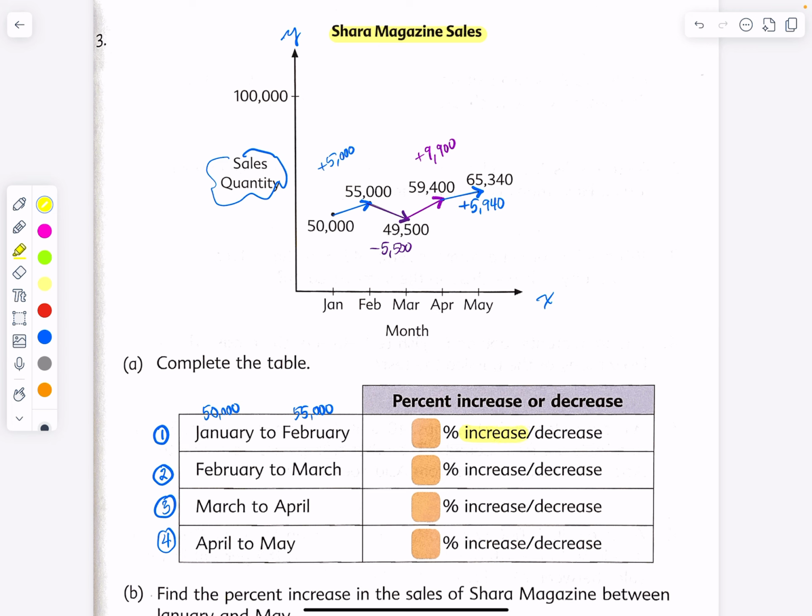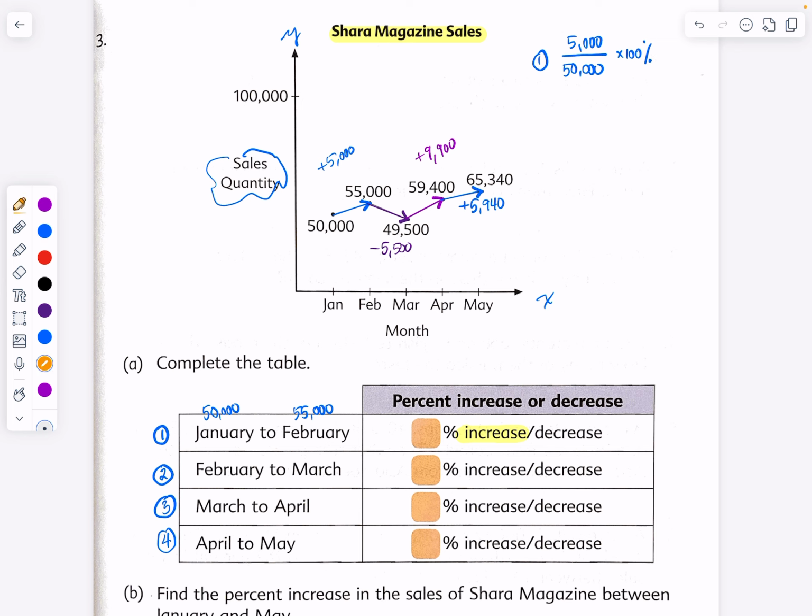We have an increase in sales. Now let's calculate what exact percentage it is. So step one, let's take the difference, and that's 5,000 copies, and let's compare it to the benchmark. In this case, the benchmark is the previous month, which is January, 50,000 copies. And of course, we have to express it as a percentage, so we have to multiply by 100.